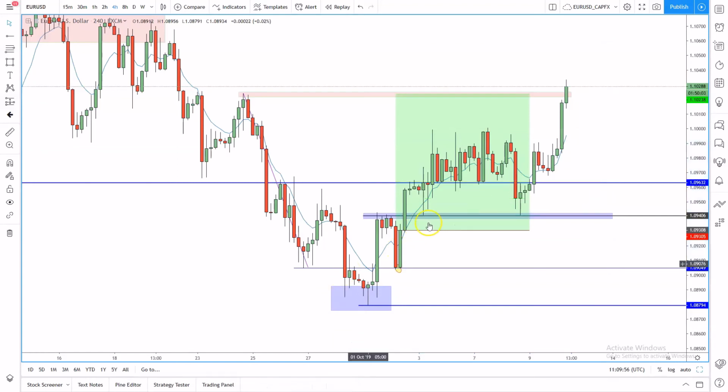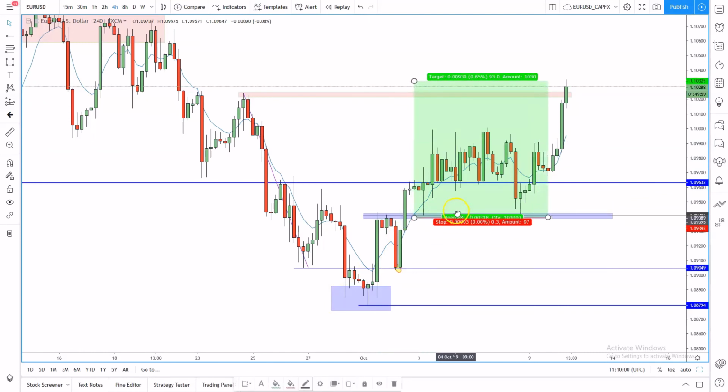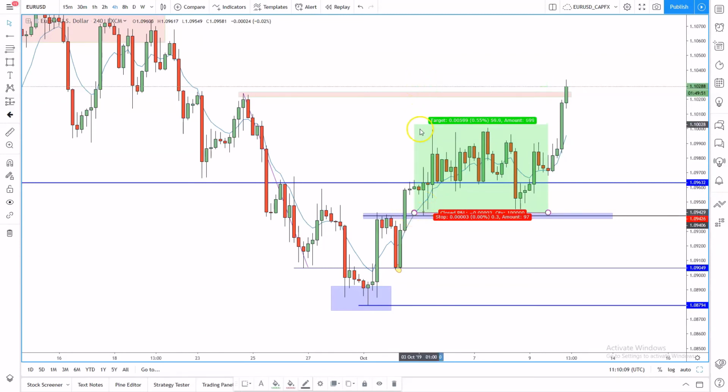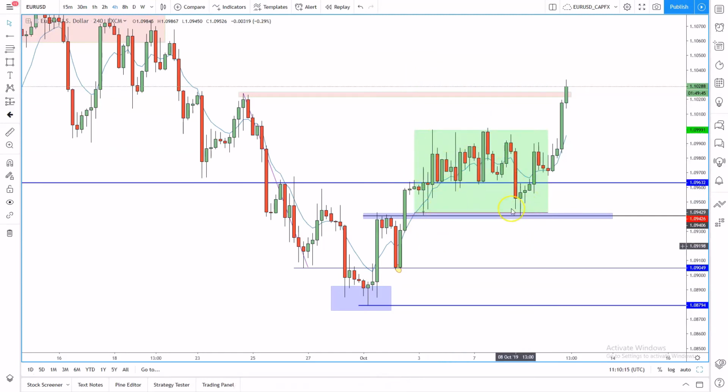So let me make an example. Let's say you missed an entry here and you were only able to enter at the pullback there. You would have been in good profit of 56 pips, and you pull your stop to break even. Then look what happens to price. Price comes back again and spikes you out.